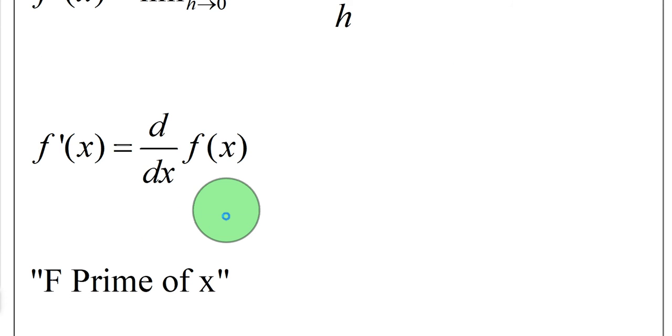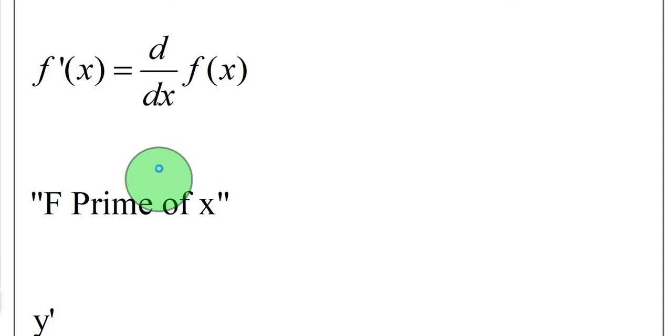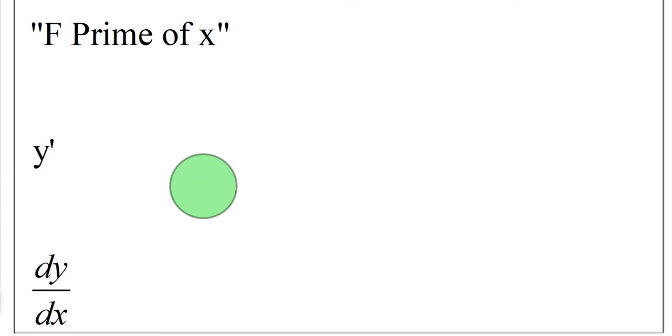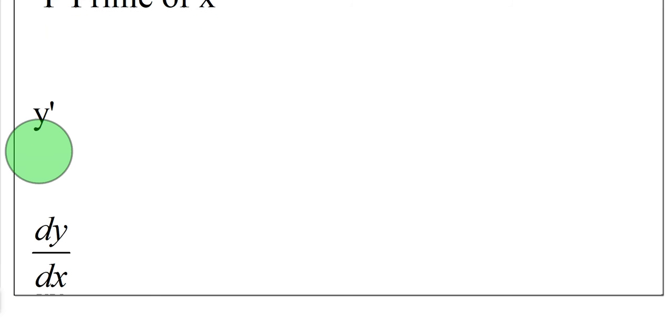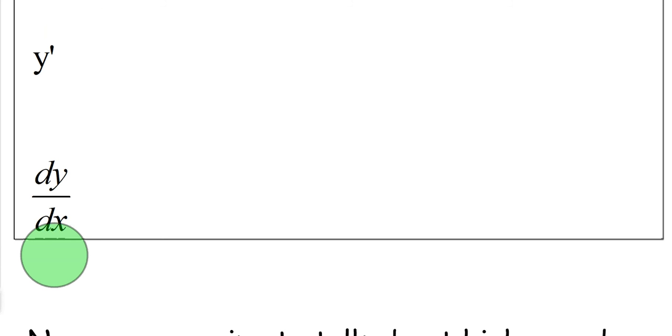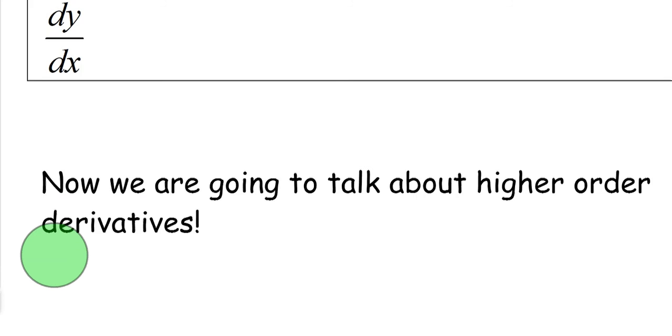We also have d dx. And of course, as we said before, this is pronounced f prime of x. Another way to talk about it, y prime, that's the derivative. And then dy dx, which is going to be the focus for the first part of this, or at least the second example.